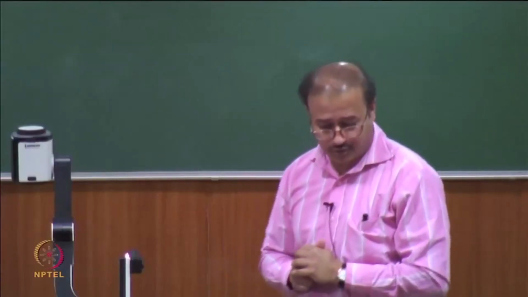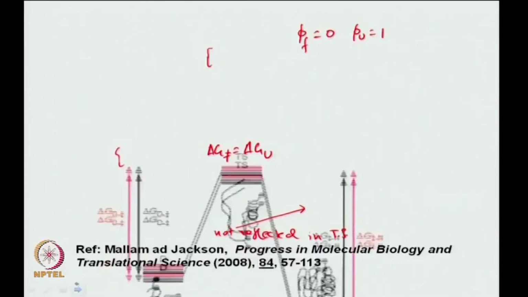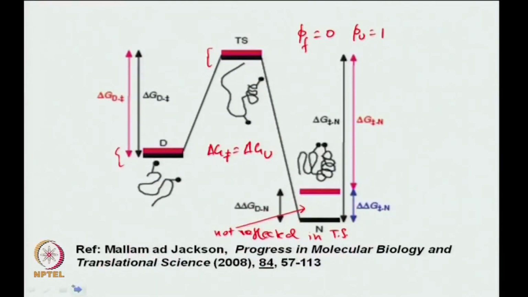Okay, last class we were discussing phi value analysis, right, and these were the last couple of slides that I went through. So, one was this, where phi f was equal to 0, phi u is equal to 1, and phi f is equal to 0 means that the phi folding is 0, because whatever difference you have in the native state is not reflected in the transition state, right.